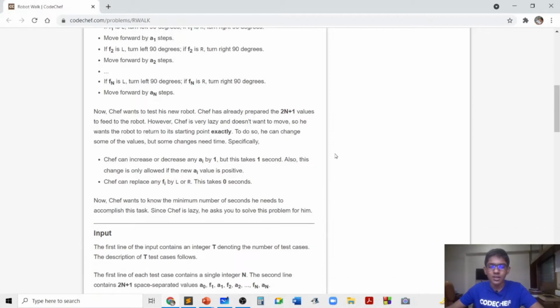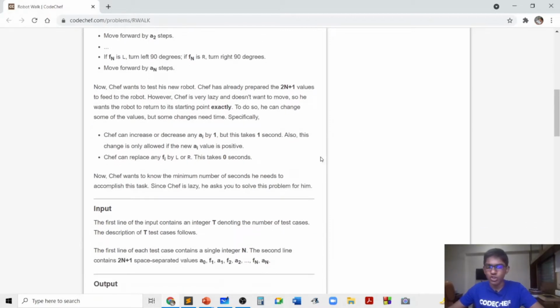And to do this, he can do two kinds of operations. The first operation is to change ai by some number x, and that takes x seconds, because each change in the ai values takes 1 second. And he can change the direction of the robot in 0 seconds. So basically he can each time choose whether he wants the robot to move in the positive or the negative y direction, if that is the orientation of the robot, or he can choose with 0 cost whether to move the robot in the negative x or the positive x direction.